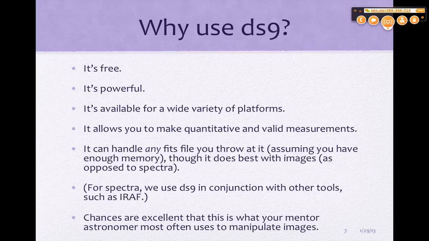I just wanted to mention that you can actually view spectra this way. Certainly when you're at the telescope taking spectra, I have used ds9 constantly during an observing run to make sure that the images I'm recording of the spectra themselves are valid. But in order to actually do data reduction and inspect the spectra, we use ds9 in conjunction with other tools like IRAF. Chances are excellent, whatever team you're on, that this is the go-to tool for your mentor astronomer to inspect images. They may do more sophisticated analysis using other tools, but it is just a workhorse. Just about every astronomer everywhere knows how to use ds9.